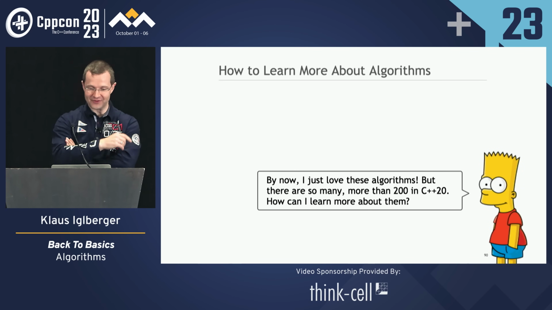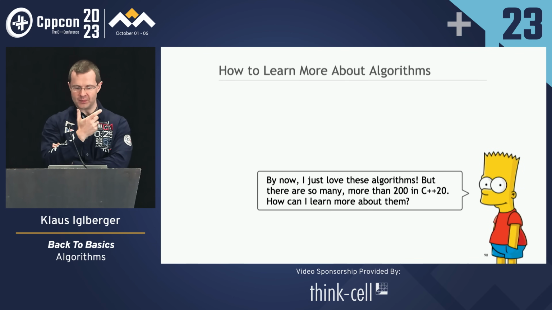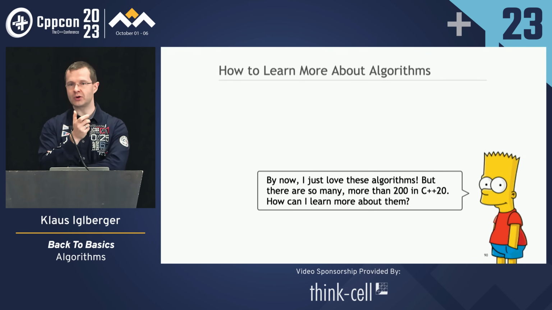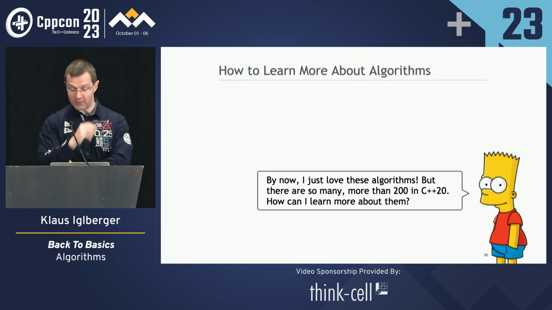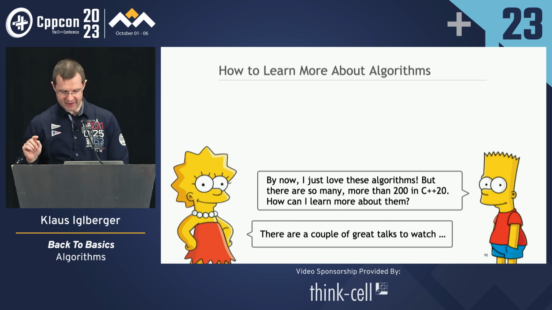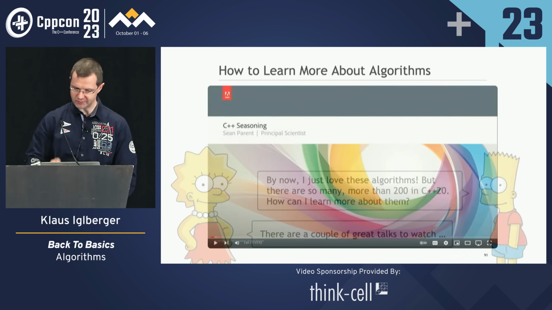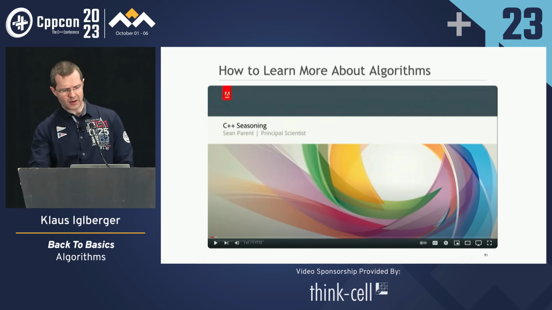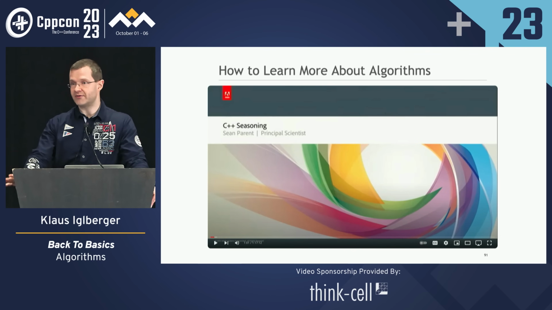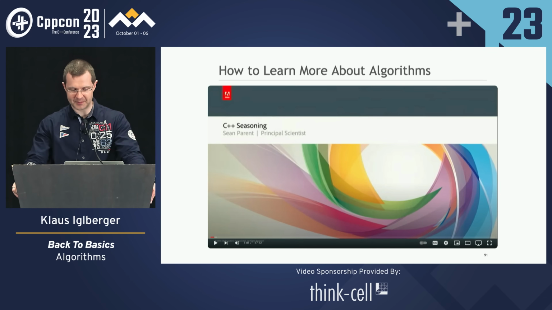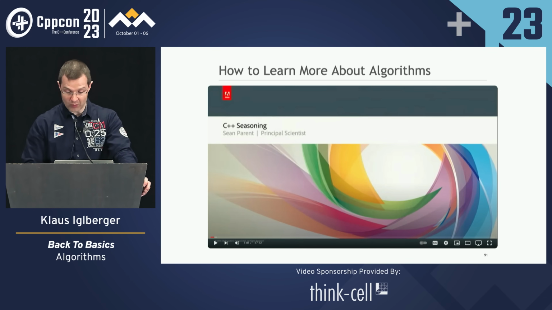And now I just love these algorithms. But there are so many, more than 200 in C++20. How can I learn more about them? Well, this is an excellent question indeed. And there are a couple of great talks to watch to continue the journey. So first of all, I mentioned it a couple of times by now, I would recommend C++ Seasoning, the first half hour. There's actually more in this talk. It's kind of 3 topics that I addressed, but the first half hour has become probably the most well-known. This is a fantastic example for why algorithms help.